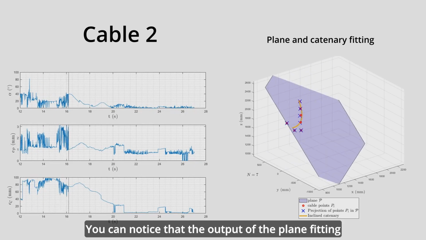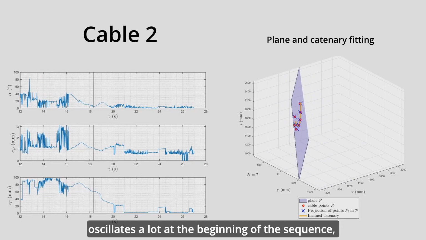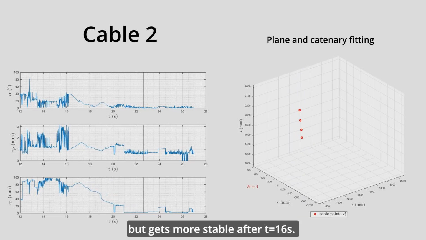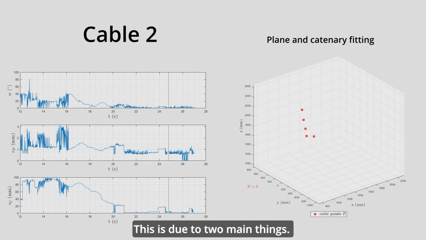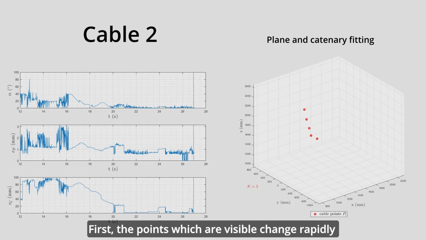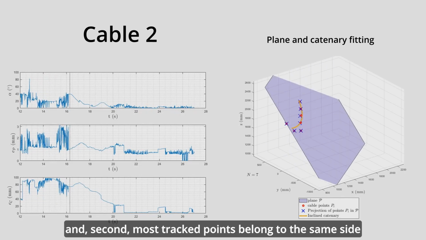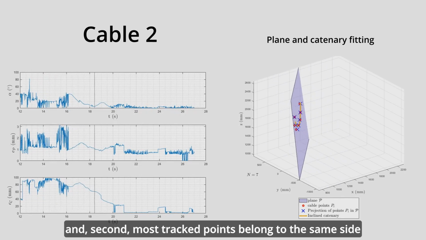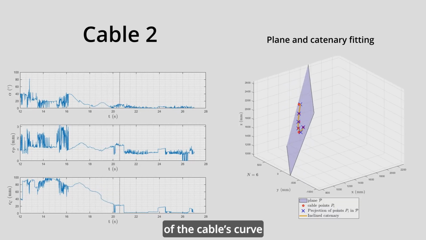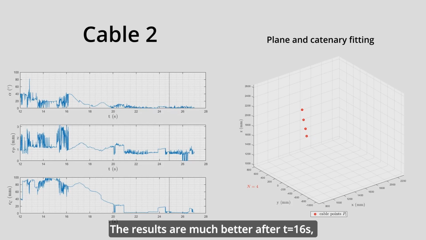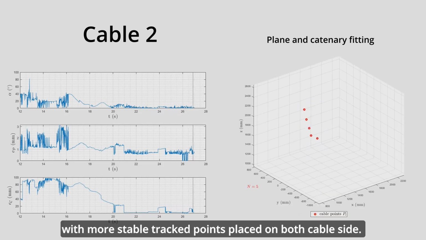You can notice that the output of the plane fitting oscillates a lot at the beginning of the sequence, but gets more stable after t equals 16 seconds. This is due to two main things. First, the points which are visible change rapidly between 14 and 16 seconds, and second, most tracked points belong to the same side of the cable's curve and are almost aligned on the 3D line in this time interval. The results are much better after t equals 16 seconds, with more stable tracked points placed on both cable sides.